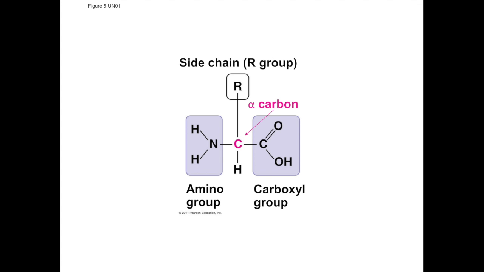So this is your generalized structure of an amino acid. You can see over here on the left, we've got an amino group, that NH2. Over here on the right, we've got a carboxyl group, or an organic acid group. They're held together by another carbon atom. That's called the alpha carbon, because it's right there in the middle holding everything together. And then what makes amino acids different, all of this stuff is the same, but this side chain, or R group, is different from one amino acid to the next.